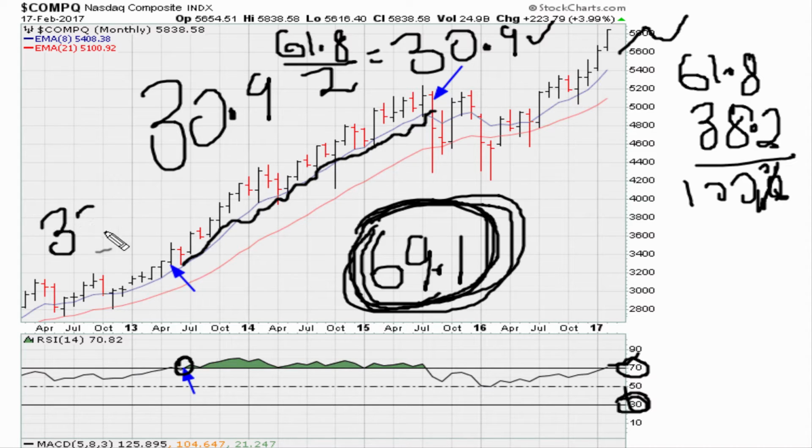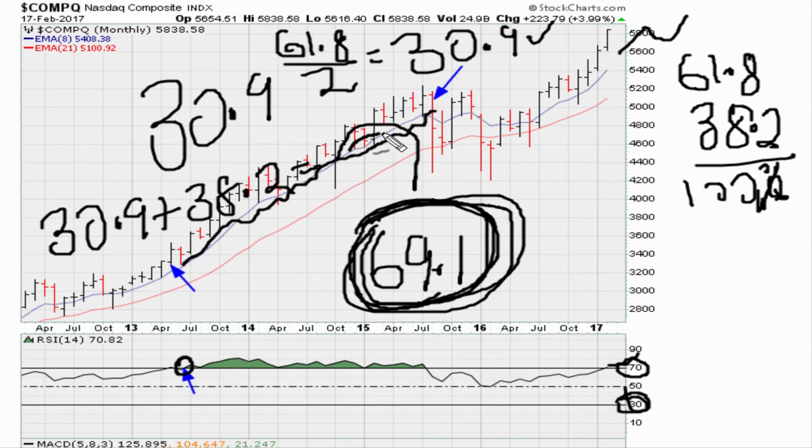Now you take 30.9 plus 38.2. What do you get? Equals 69.1. That's one way you get to 69.1. So that's a check mark, right?